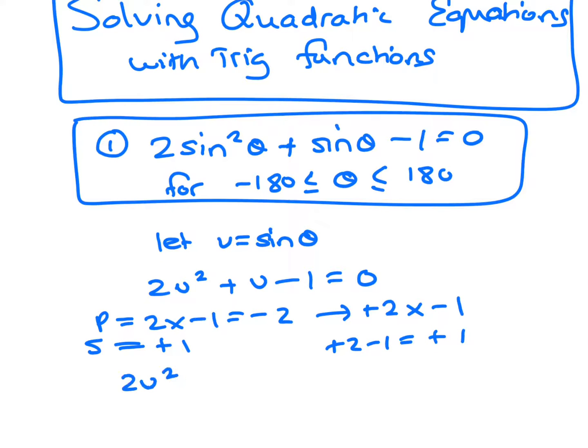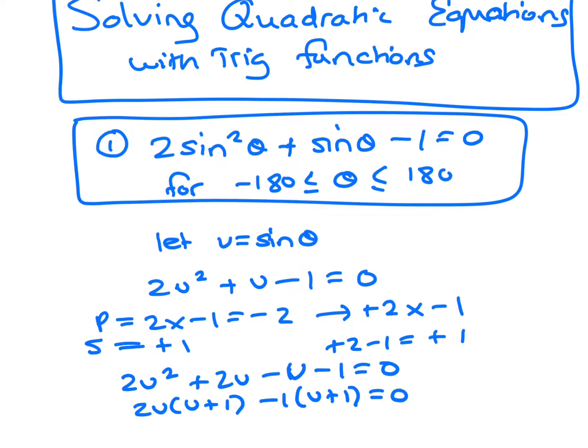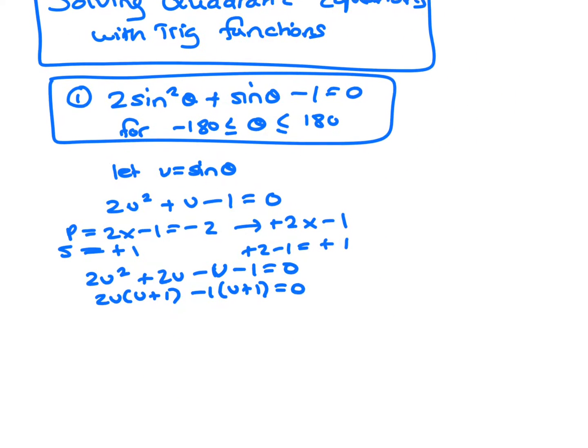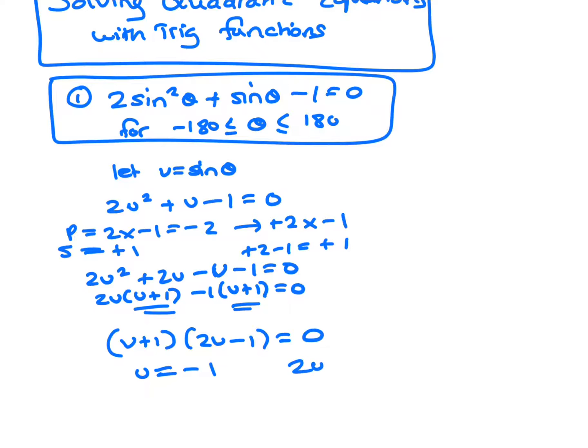So it's 2u squared plus 2u minus 1u minus 1 equals 0. 2u(u plus 1) minus 1(u plus 1) equals 0. And then when you look at this now, what's common? That would be u plus 1, and left you'd have 2u minus 1. So you factorise, solve it. So u equals minus 1, 2u is 1, so u is a half.